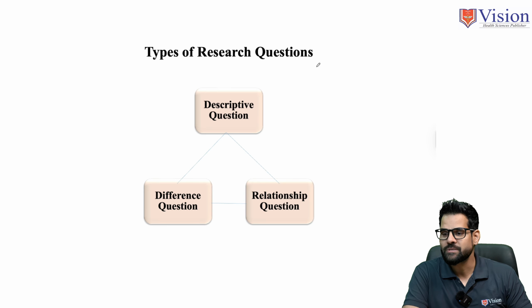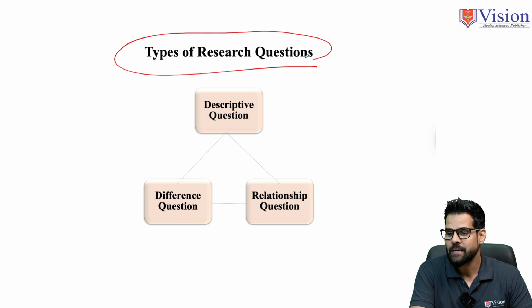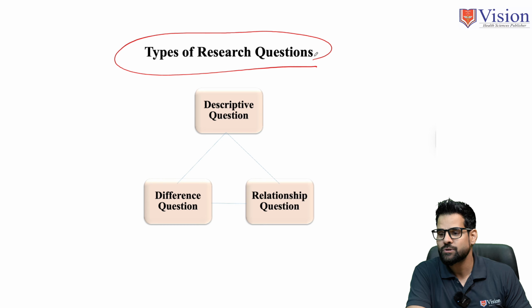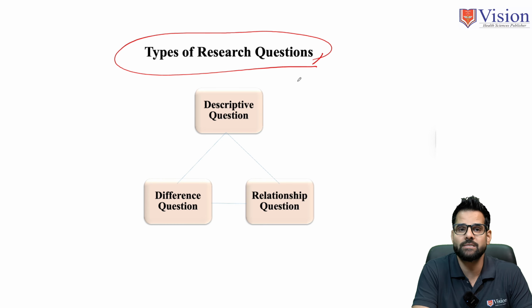Now, what are the types of research questions? Whenever you frame a research statement or research problem statement, you always have to start with the research question. So what exactly is a research question? A research question is a statement, maybe in the form of a declarative statement or an interrogative statement, where the researcher describes the problem along with its components.